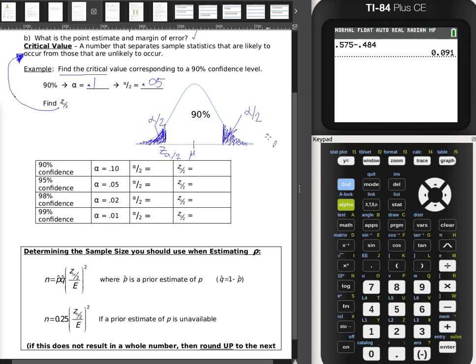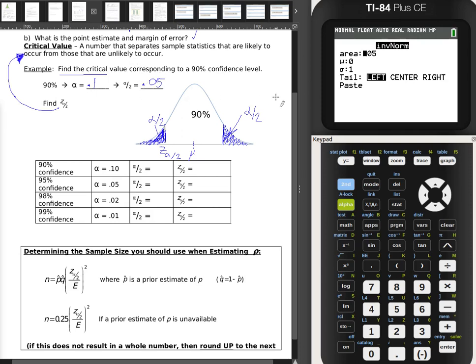Do you remember? I know you thought of the right one: inverse normal, which should be under the DISTR menu, second VARS, number 3, inverse normal. What we want is to find the z-score that has an area to the left of it of 0.05.